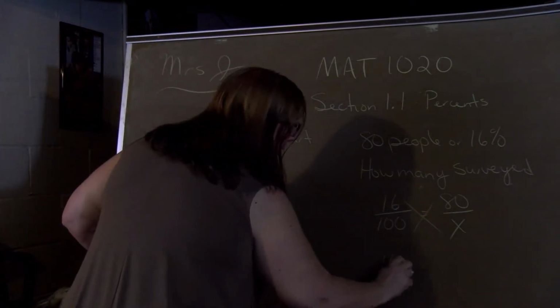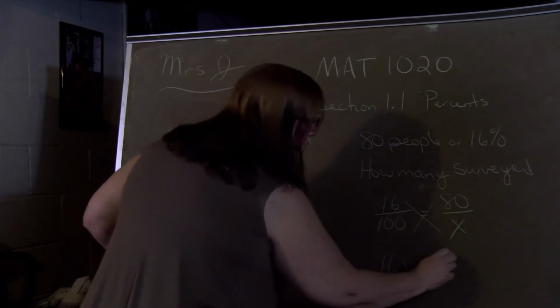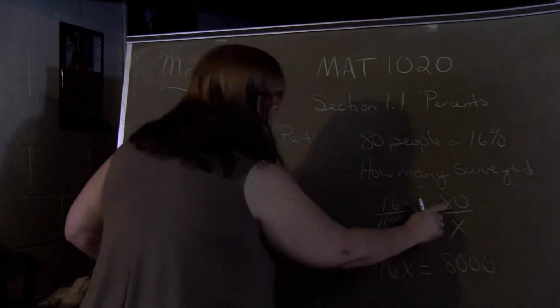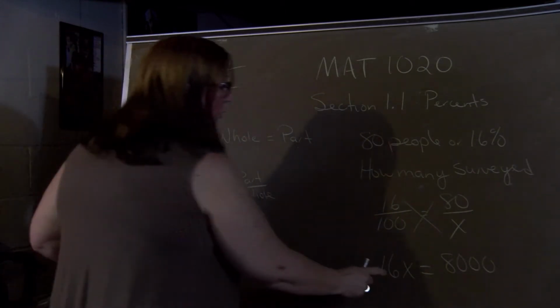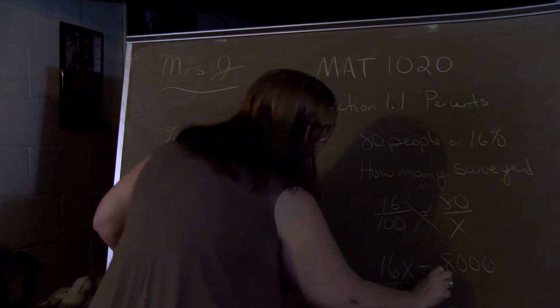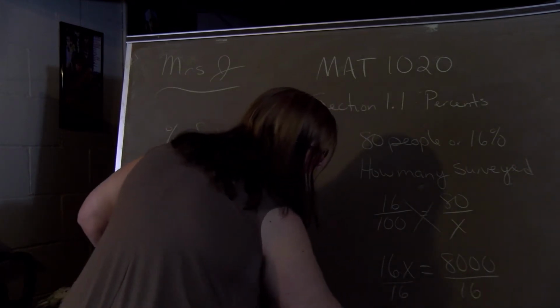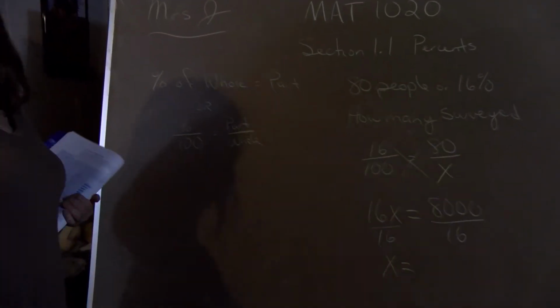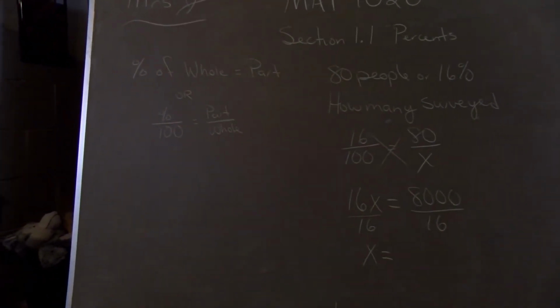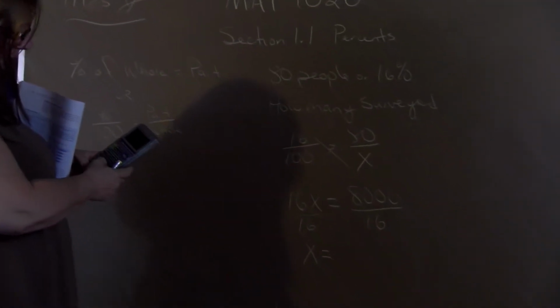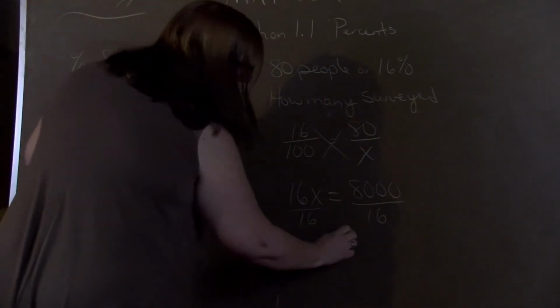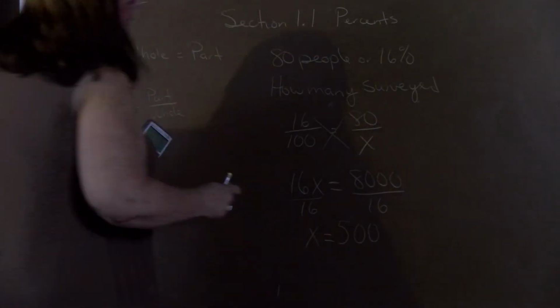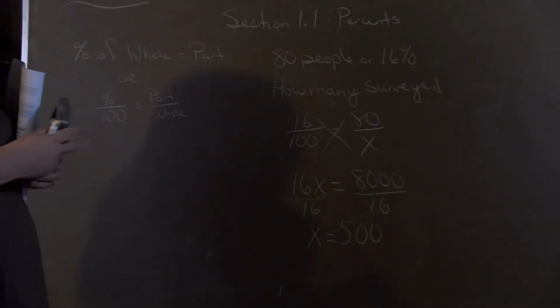16 times x is 16x. 80 times 100. 8 times 1 is 8. And then we have 3 zeros. So it's 8,000. To solve, because we're multiplying by 16, we need to divide by it. And if we get a calculator, we get 500. So 500 people were surveyed and 80 of them are smokers.